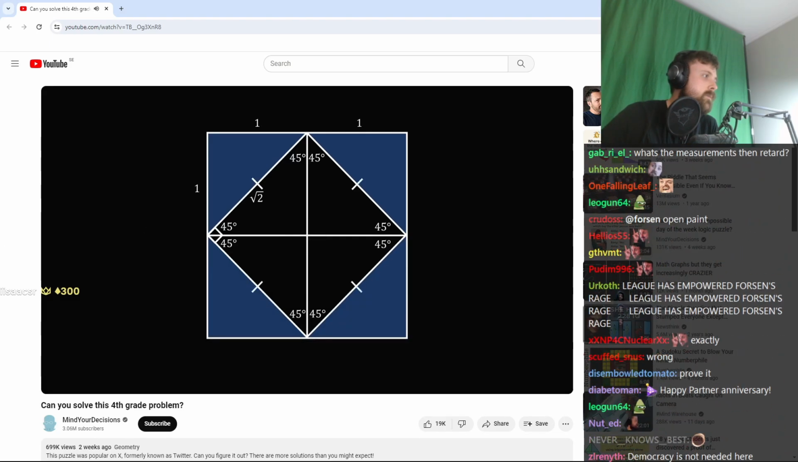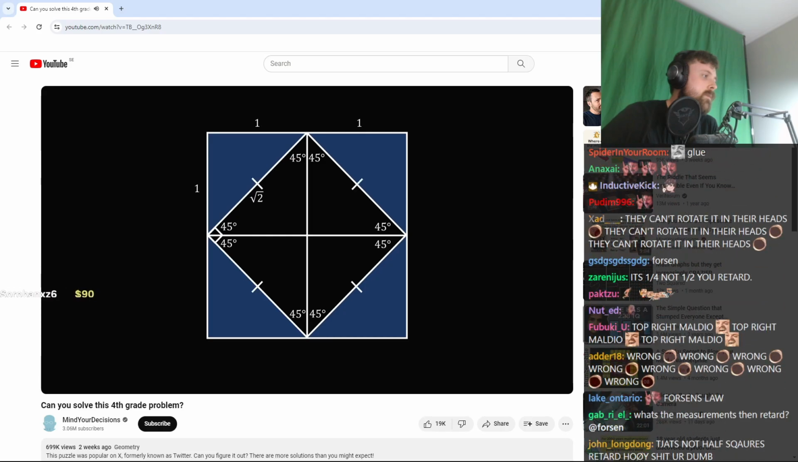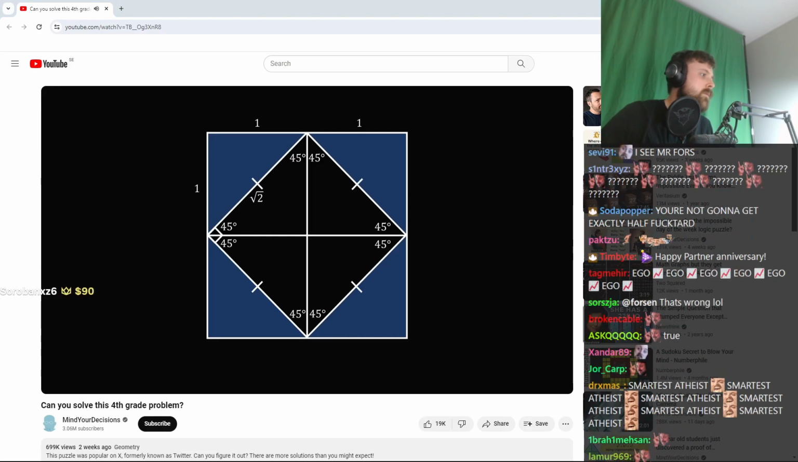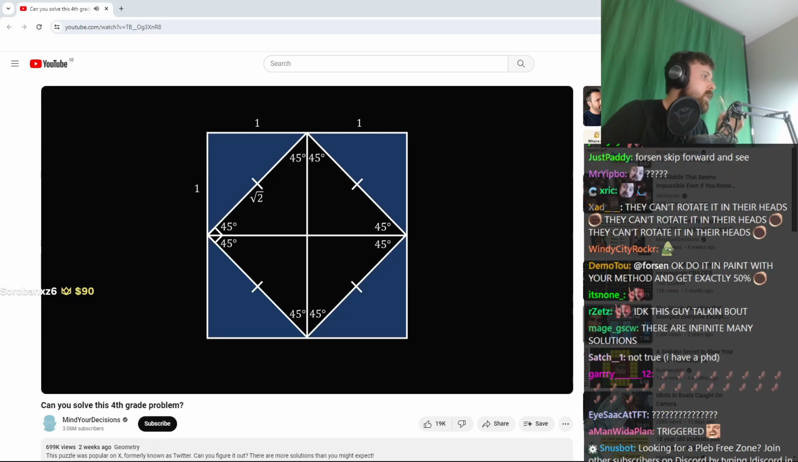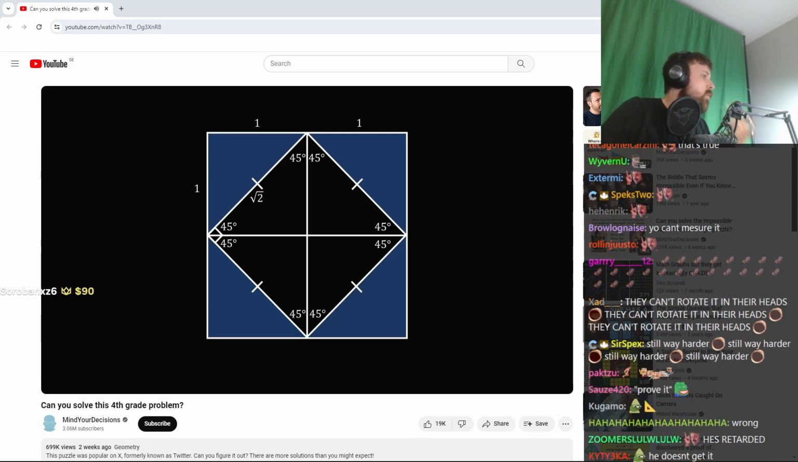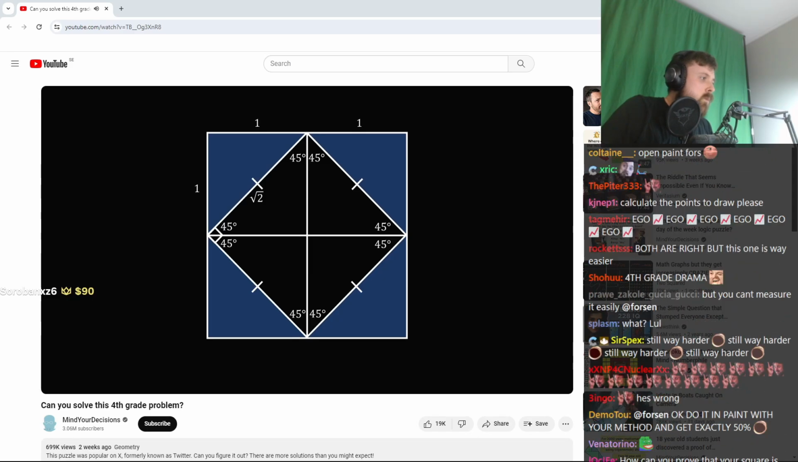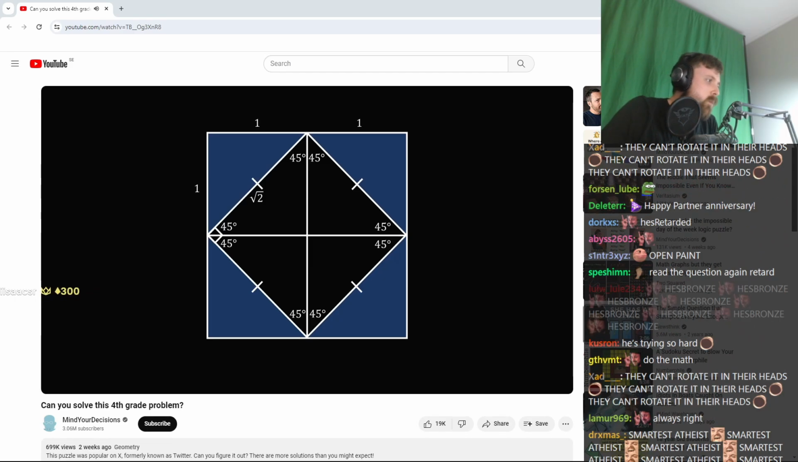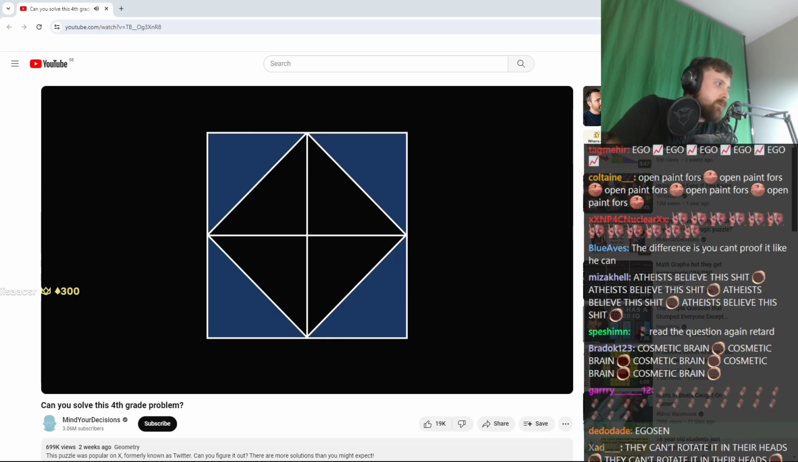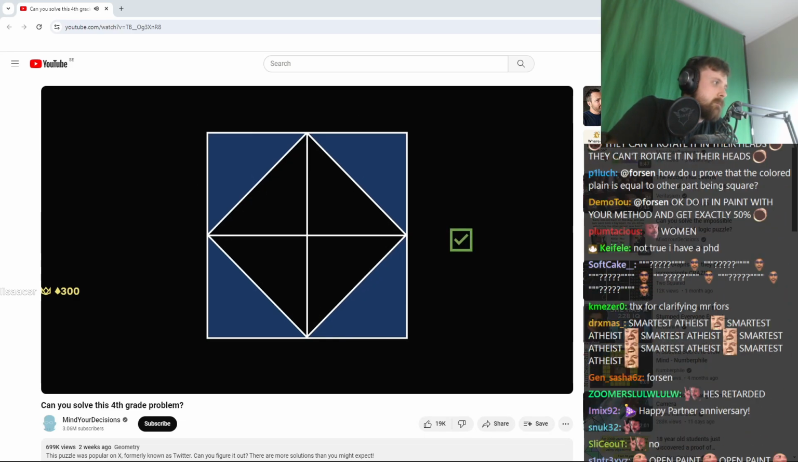So we have 4 side lengths that are equal to each other and 4 right angles, and therefore this is a square. We've shaded half of each of the small squares, which means we've shaded half of the total diagram, and we have left an unshaded square. So this is in fact a solution.